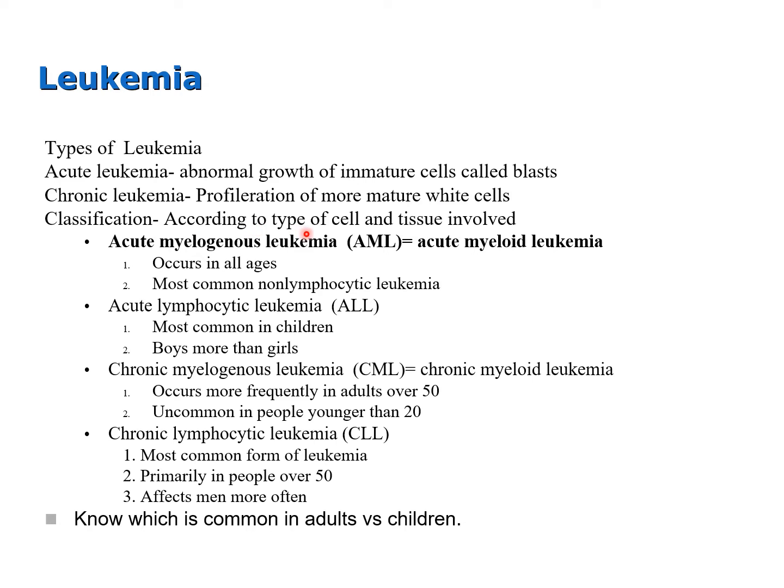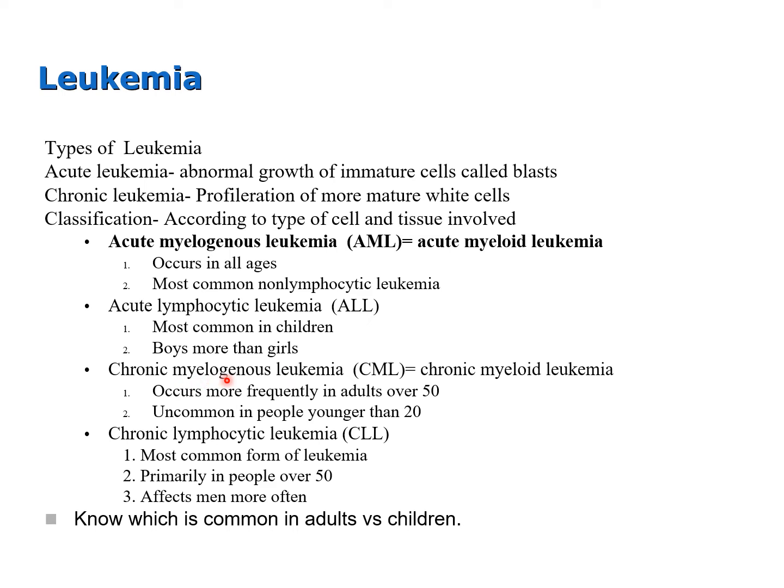So classification according to type of cell and tissue involved. We have acute myelogenous leukemia, AML, or they may call it acute myeloid leukemia as well. This one happens in all ages. It's the most common non-lymphocytic leukemia. There is what is known as acute lymphocytic leukemia, ALL. It's the most common in children, and it happens more so in boys than in girls.